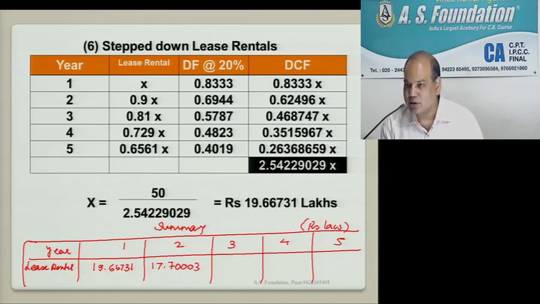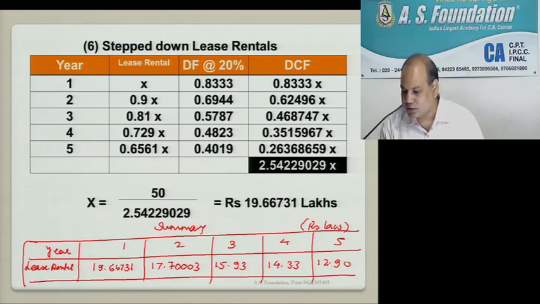Next, minus 10% again, 15.93, okay, minus 10% on your calculator, 14.33, and minus 10%, 12.90. So in the exam, you will write all 5 numbers.